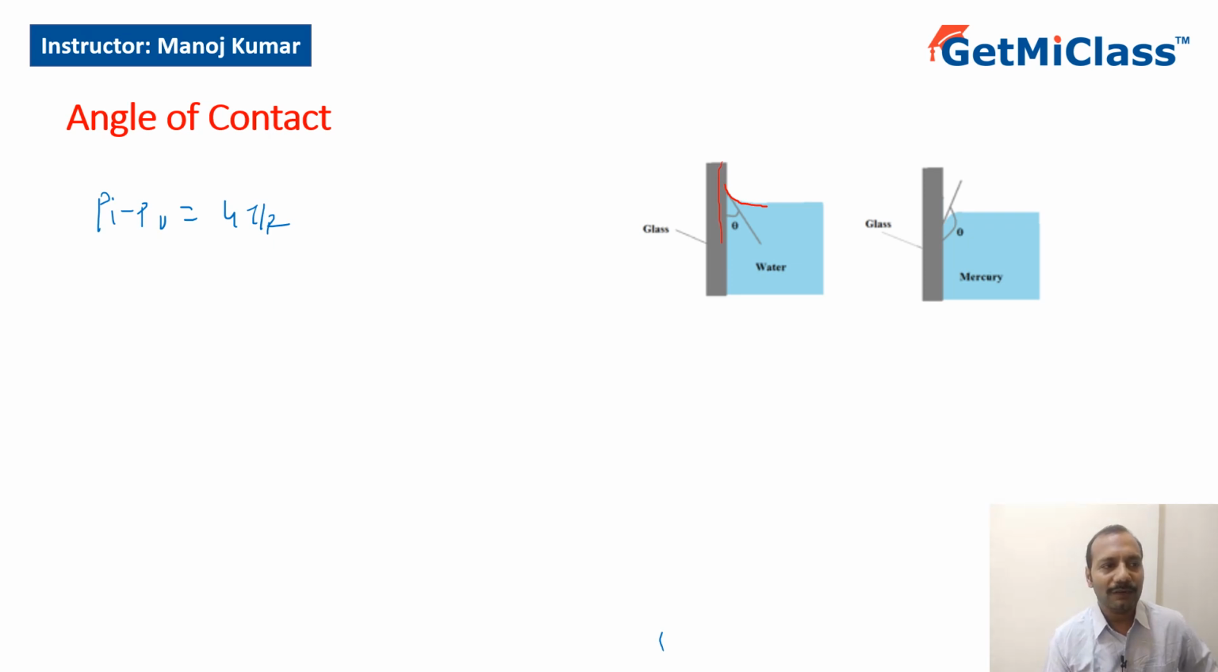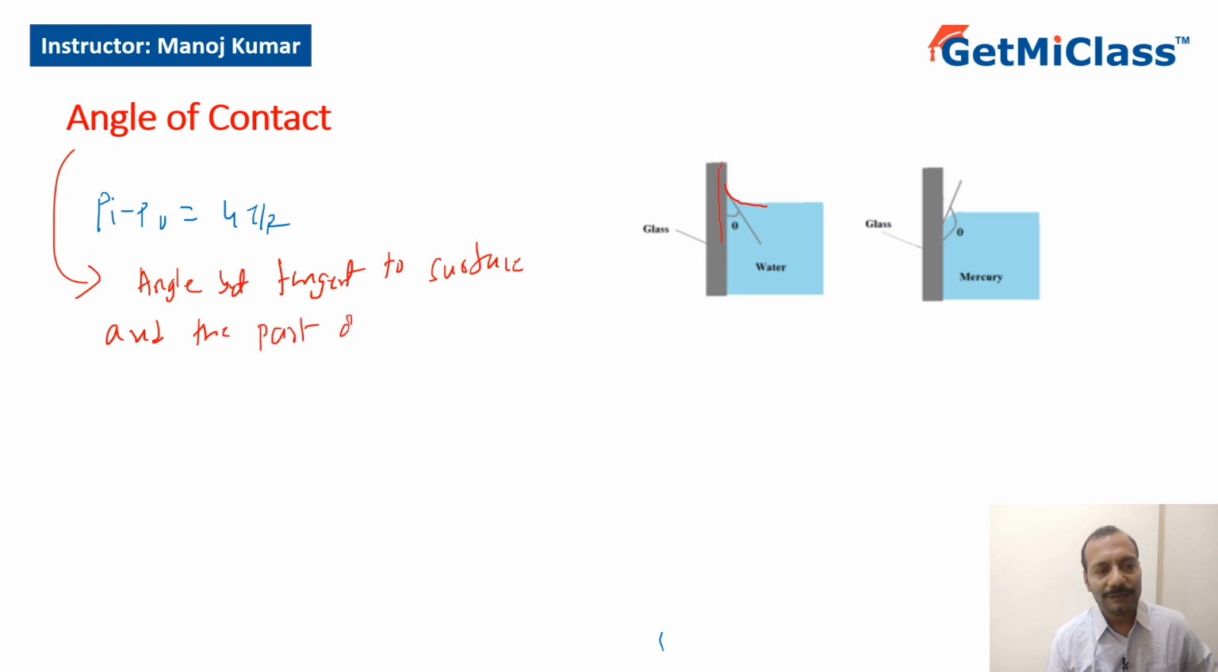So what is angle of contact? Angle of contact is the angle between the tangent to the surface and the part of the solid inside the liquid.